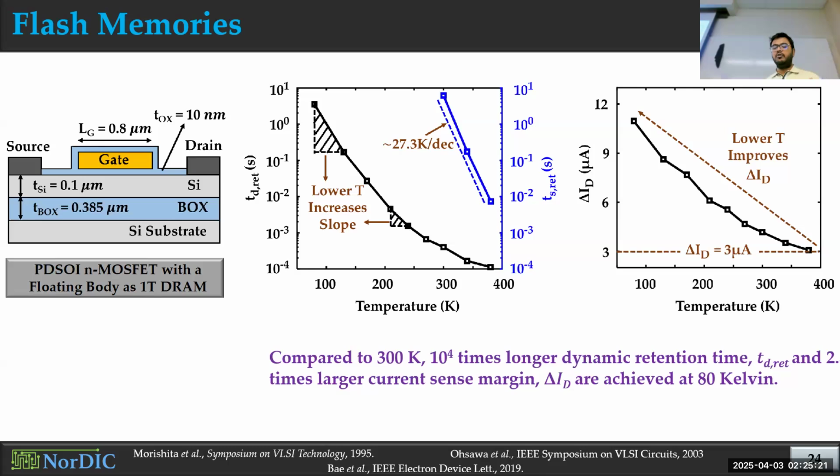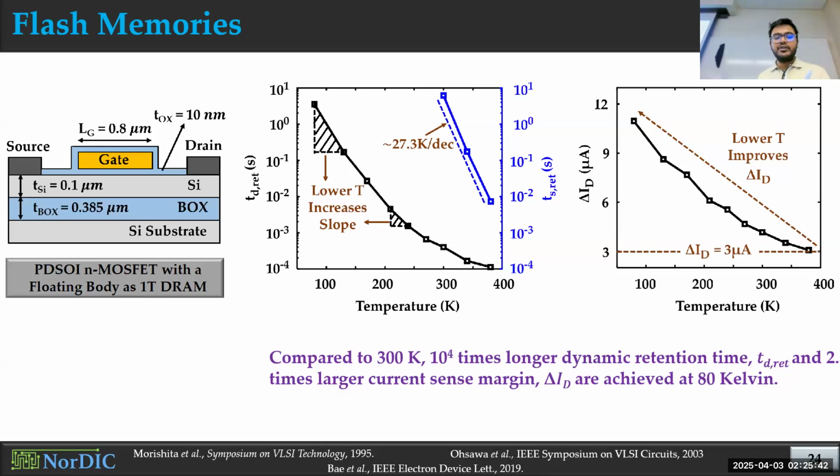So static is when you store something and you don't do anything. You just keep the flash memory as it is, and you determine how long it can store the data. That's the static retention time. And dynamic retention time is you store the data, and then you just do read operation. You don't do any write operation. You read the data, and you determine how long it can store the data.